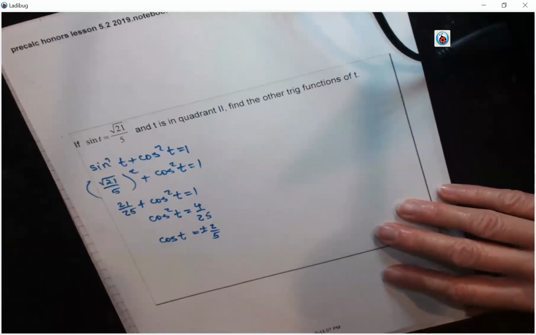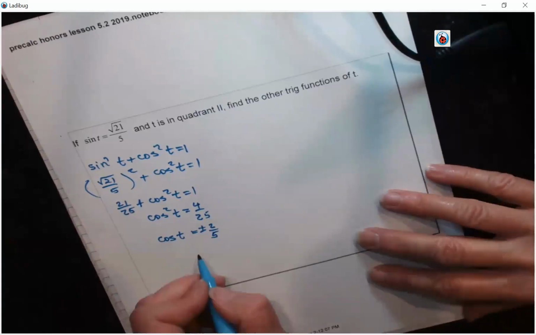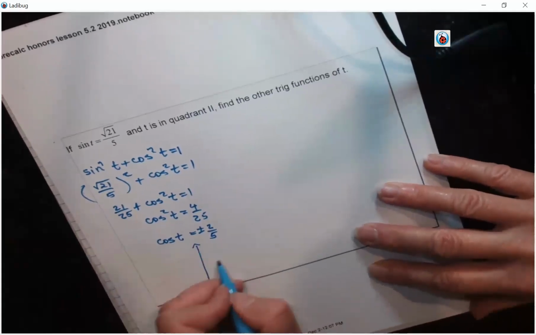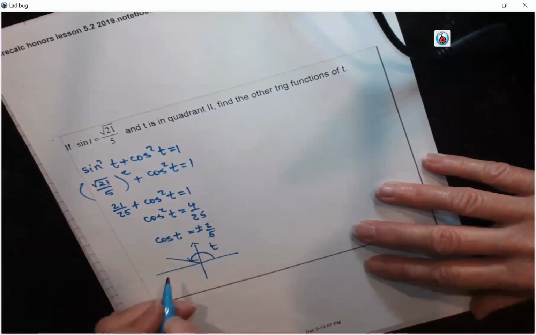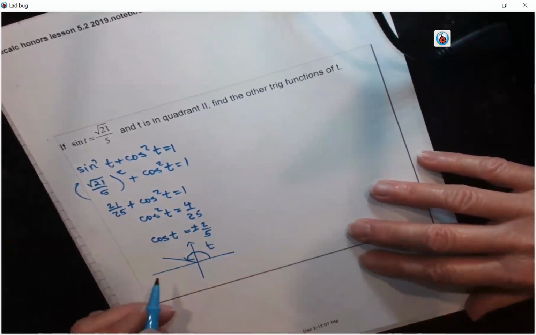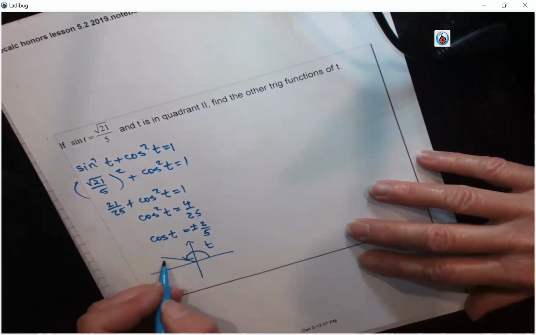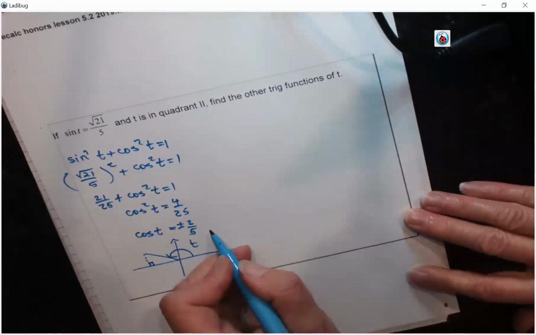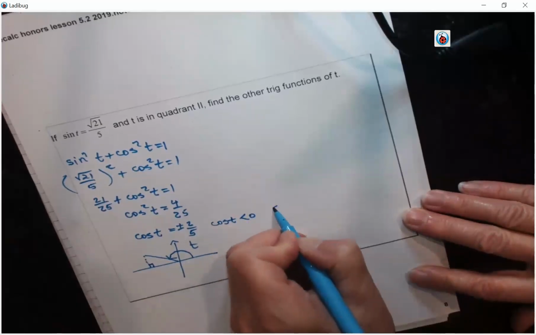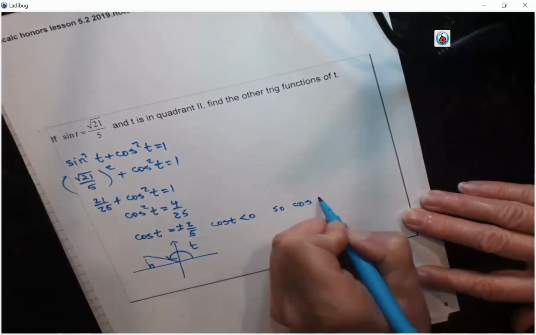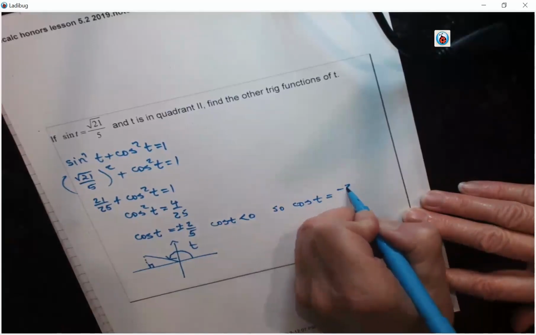Since t is in quadrant number 2, if you look at a quick sketch, and we know we're in the second quadrant here, there's my picture of t. The cosine of t is the x value if you happen to be on the unit circle, so you should expect a negative cosine value. We need cosine t less than 0. So cosine t is equal to -2/5.